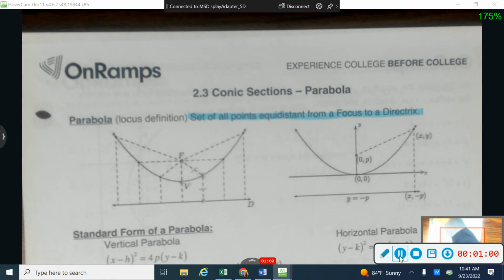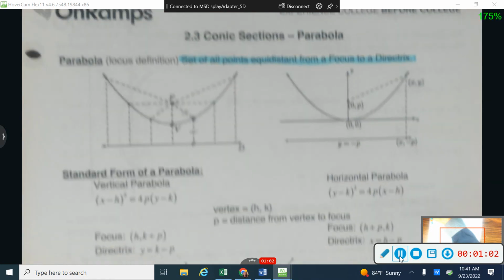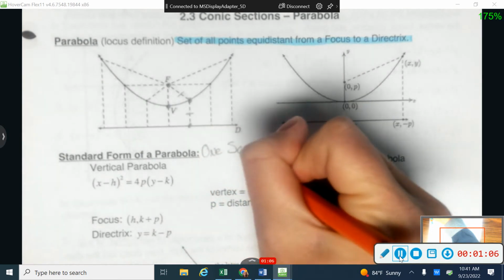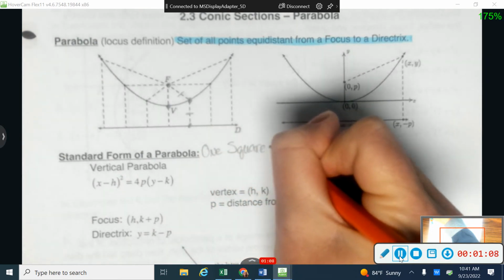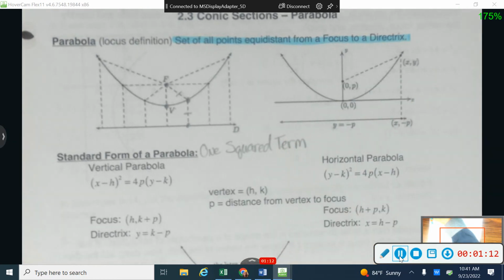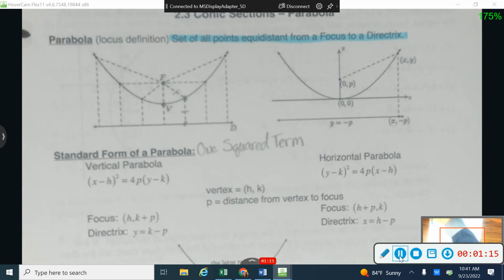Okay, what's special about our parabola is that it only has one squared term. So when you're looking at the formula for a parabola, you will either have x squared or you will have y squared, never both. There is only one squared term.